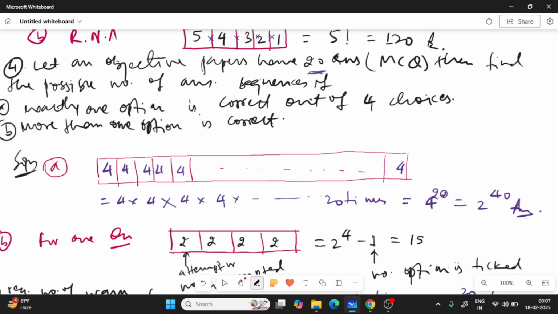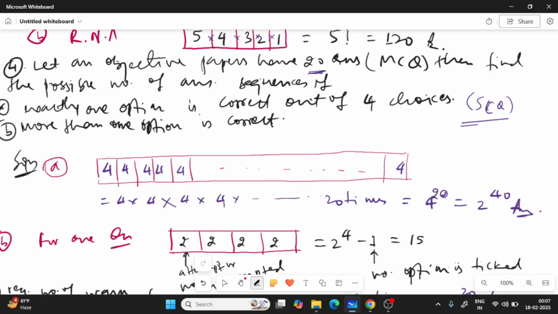So if exactly one option is correct out of four choices, here your question is an SCQ, that is, a single correct answer question. So only one option out of four would be correct.